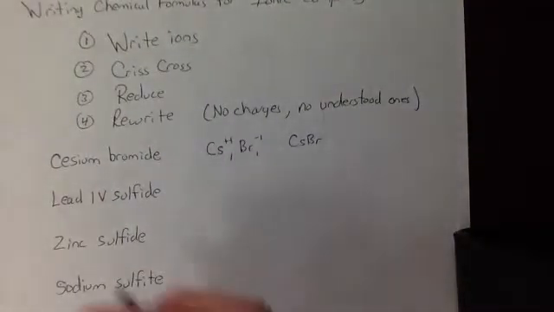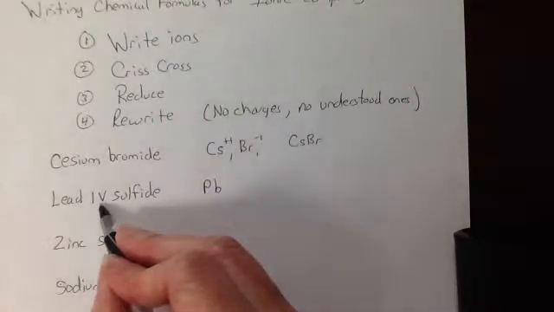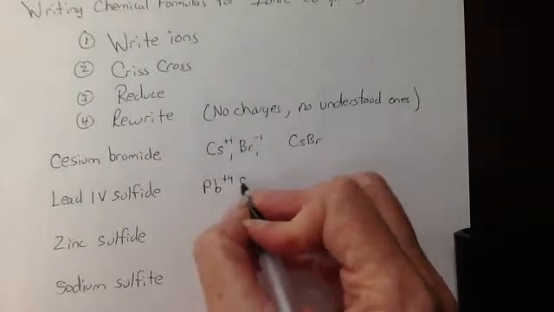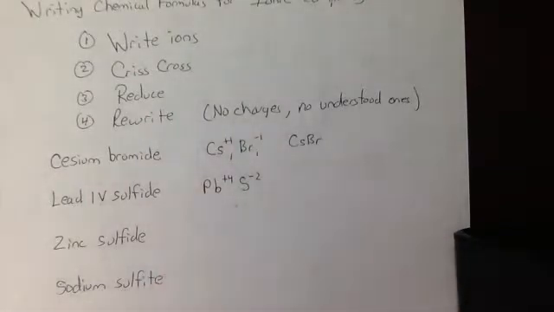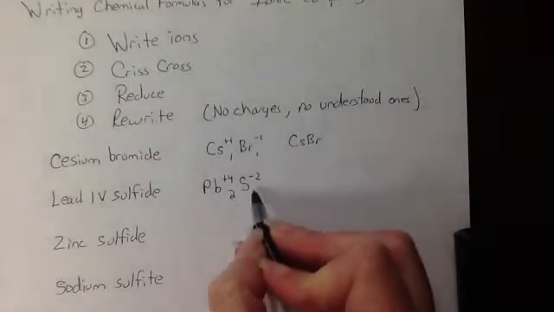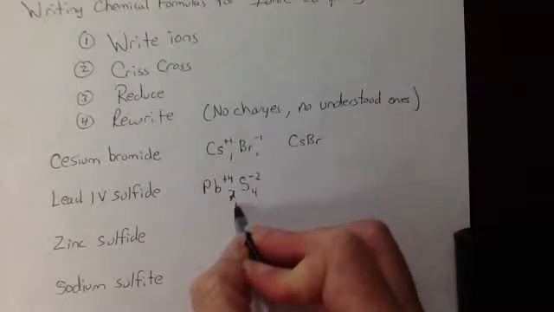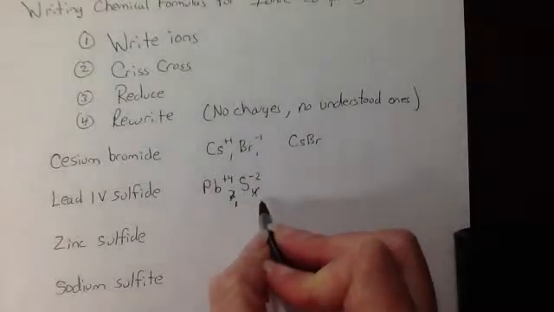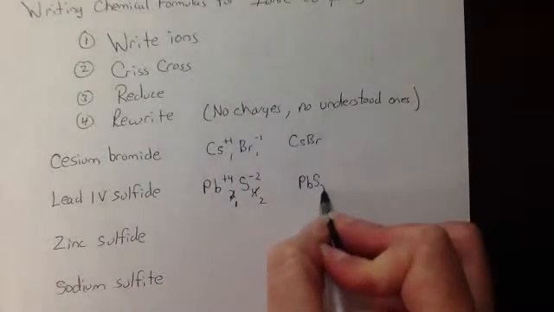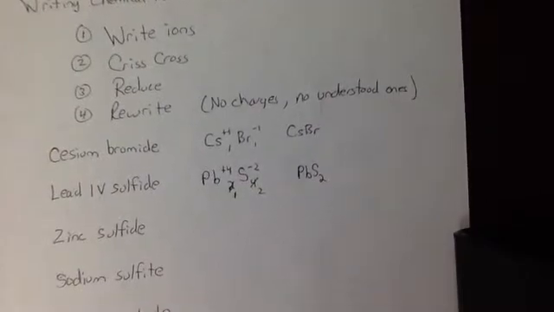Lead(IV) sulfide, lead is Pb. It has a Roman numeral. That Roman numeral is letting you know the charge, so it's +4. Sulfide is S -2. And then you crisscross these charges, 2 and 4. The 2 and 4 will reduce. 2 will go into 2 one time. 2 will go into 4 two times. And then you rewrite it, not writing charges, not writing understood ones.